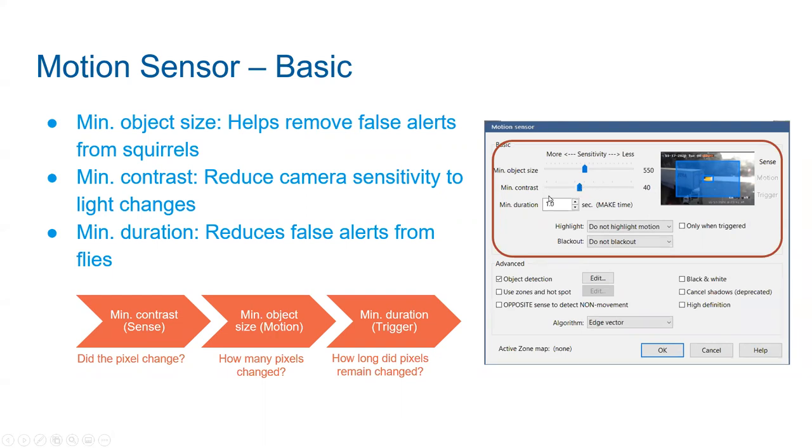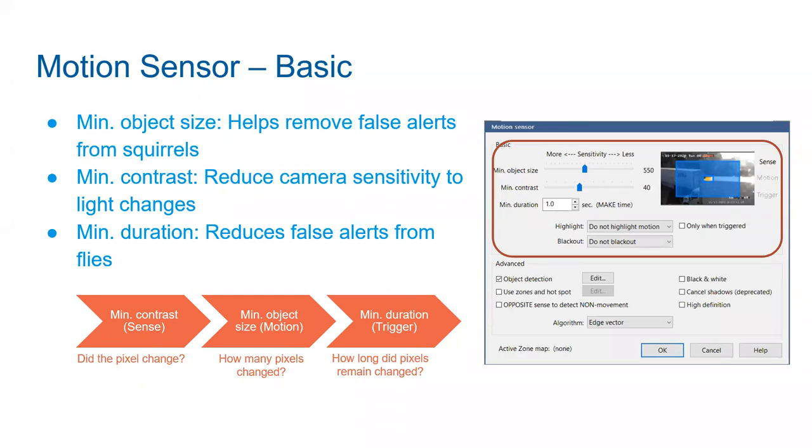And then finally, if a fly flies across the view of the camera, you don't want to get triggered on that. And so minimum duration helps in terms of alleviating those false alerts. So that's a general idea, some use cases associated with it. And so now you can start thinking about what makes sense for your cameras.